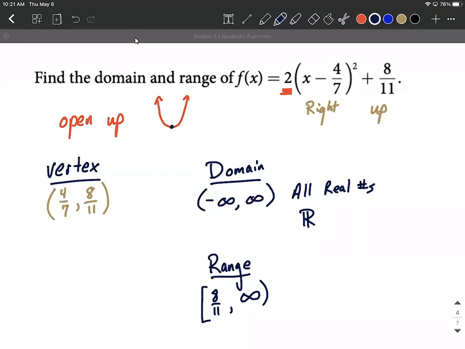All right, hope this helps as you're trying to find the domain and range of a quadratic function. When you're in standard form, I always like to identify the vertex by visualizing transformations. If this happened to be in general form, or the expanded out version, I would use our formula negative b over 2a to help me get the x value, plug it back into the function to get the y value, then you have your vertex, and the rest is very similar. All right, hope this helps. Good luck.